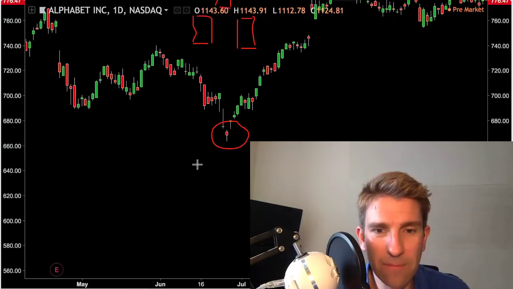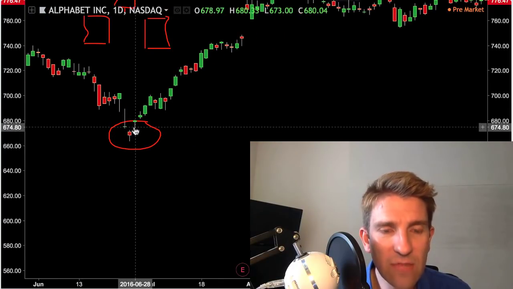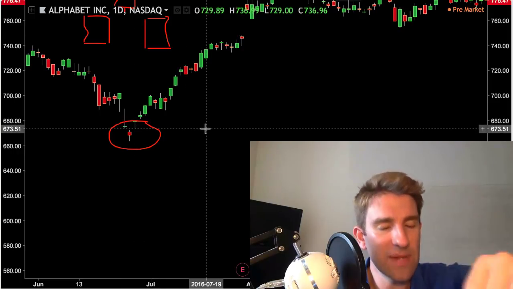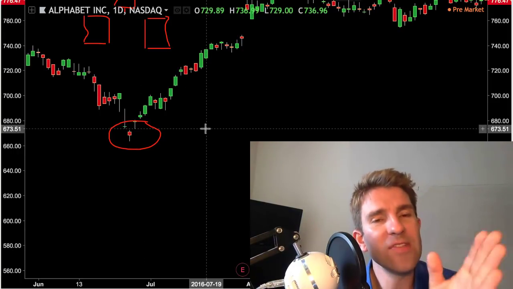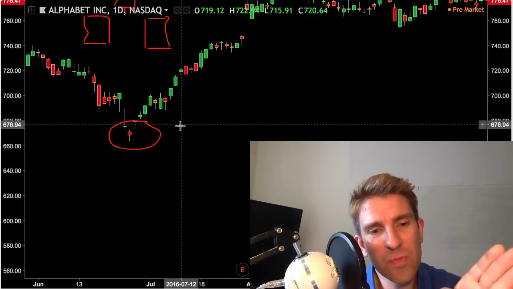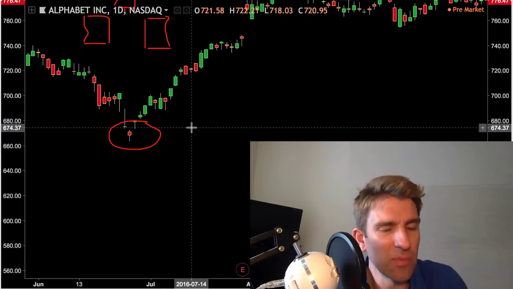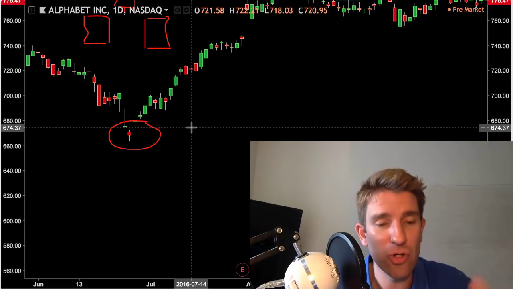There we go. We've got day 1, day 2, day 3. You'd probably take it on the close of day 3, because for it to be an abandoned baby, you want to take it at the close because it might still gap through. And obviously, as you're getting closer to the actual closing bell, you might jump the gun a little bit.